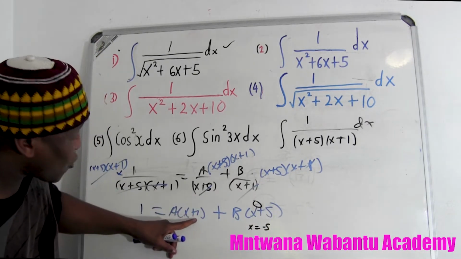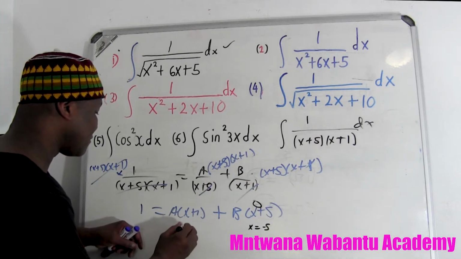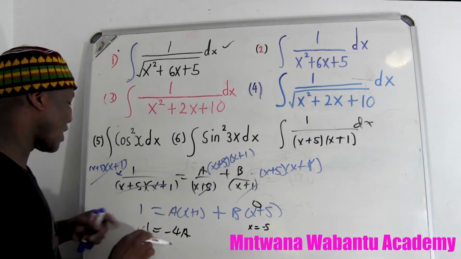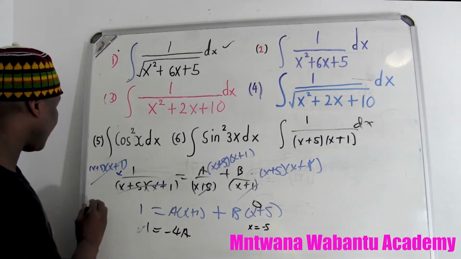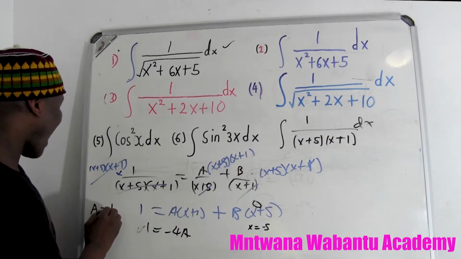So negative 5 plus 1, negative 4, times a, negative 4a, equal to positive 1. Divided by negative 4, negative 4. So a equal to negative 1 over 4.